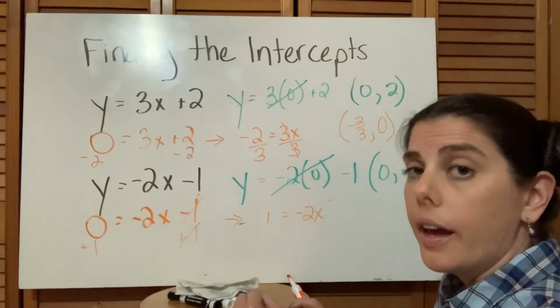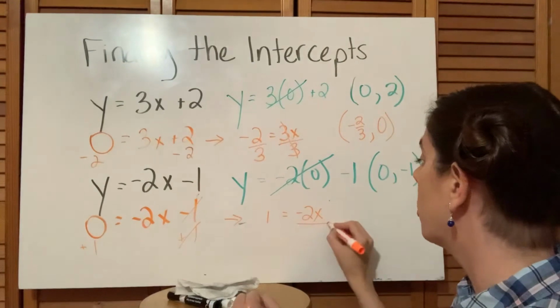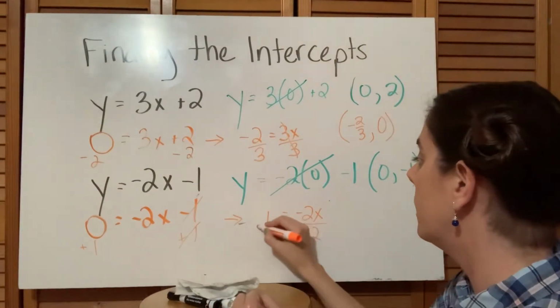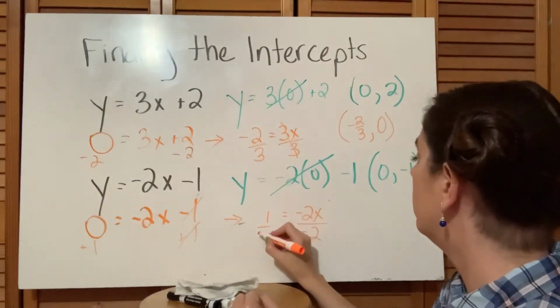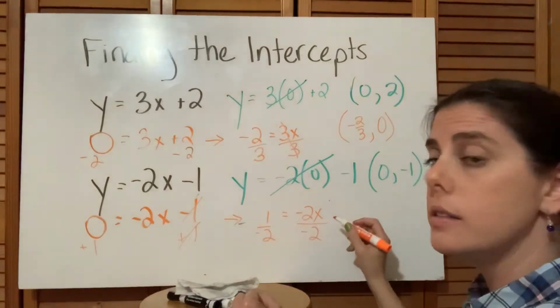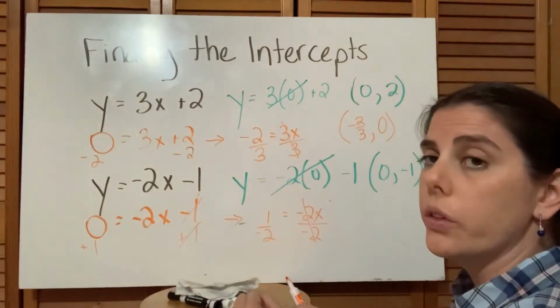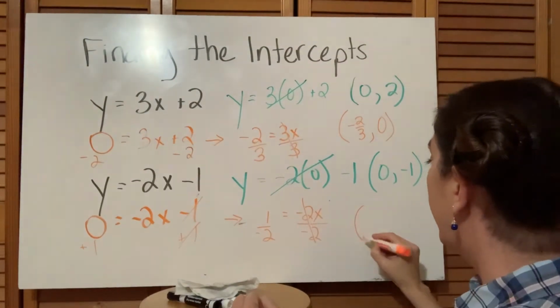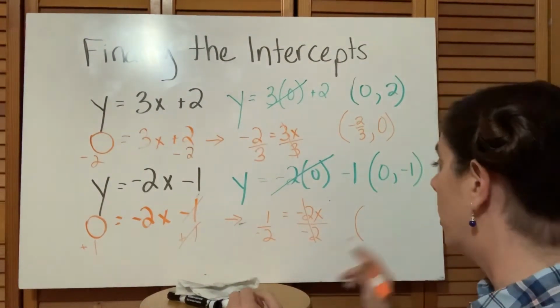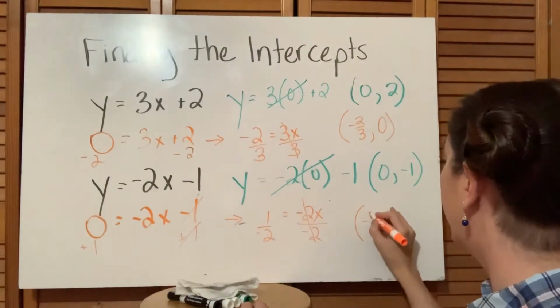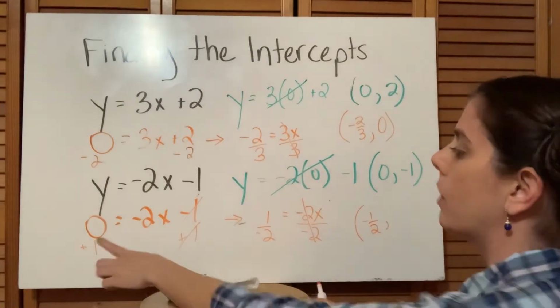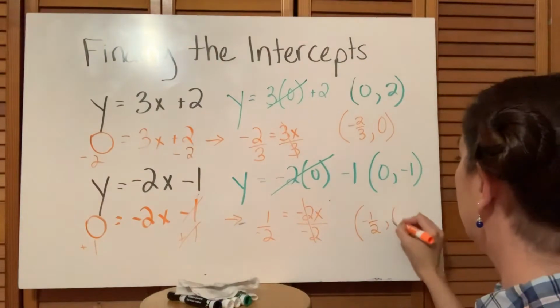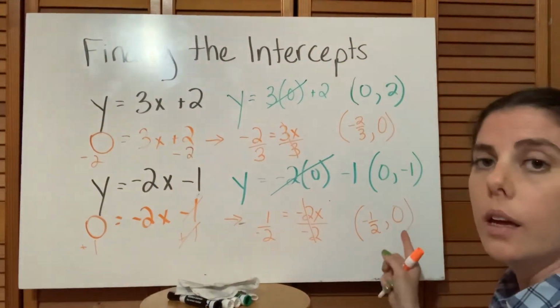And we need to get the x by itself. This time we're going to divide by -2 on both sides. The -2's on the right will cancel out, leaving us with just the x. So now we have our x-intercept. Our x-intercept will be -1/2. And again, we substituted the y with a 0. So our coordinate would be -1/2, 0.